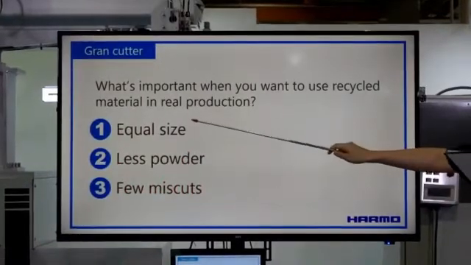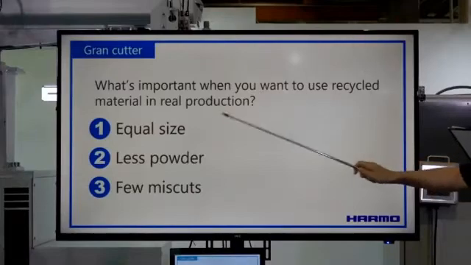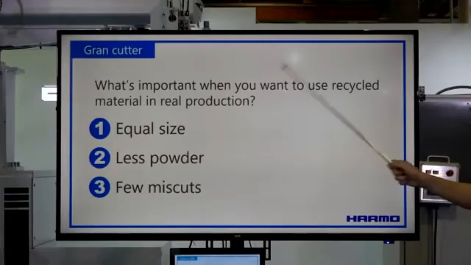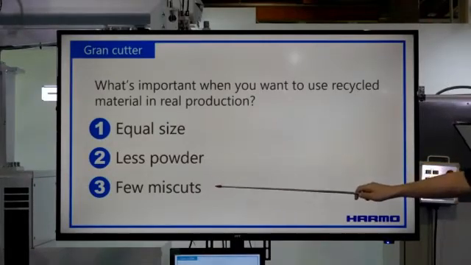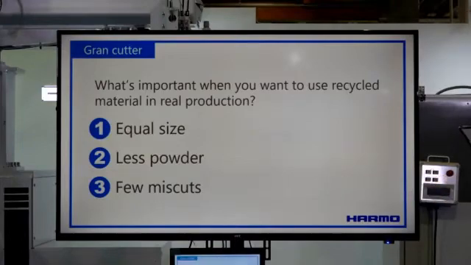First, it should be equal size. And then second, it should be less powder. And then third, there should be few miscuts. Now you think why these three are important, right? He will explain.